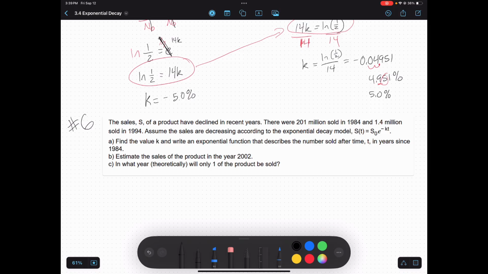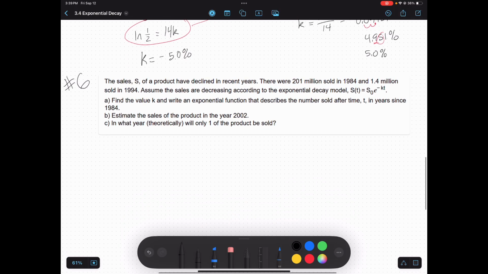Okay, let's look at number 6. So this one, the sales of a product have declined in recent years. Aha! That word declined is a good hint that this is going to be decay, right? We're working with exponential decay because our values are going down. They were 201 million in 1984 and 1.4 million sold in 1994. Assume the sales are decreasing according to an exponential decay model.